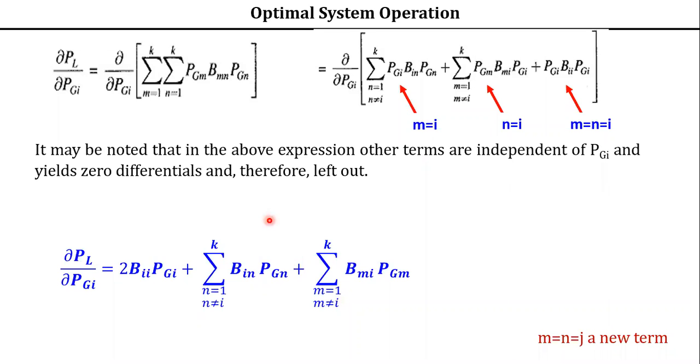Hope you have followed this. Any doubts till this point? Any doubts before moving on? Okay, I think you don't have anything. Now we will rearrange these terms here. So this is m is equal to 1. You see m is equal to 1, b1i, pg1, this term, isn't it?